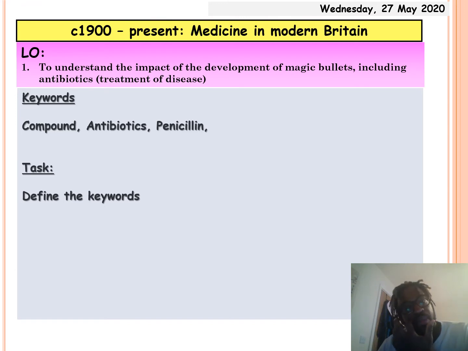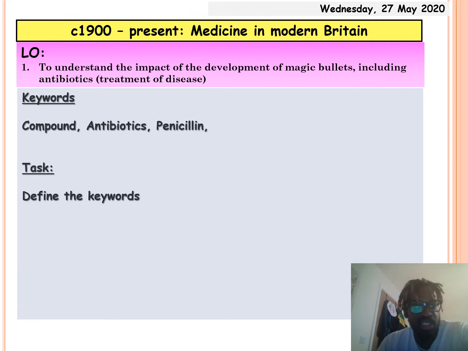So, as you can see, the focus for this particular series of slides, our objective here, is to understand the impact of the development of magic bullets, including antibiotics, in terms of their impact on the treatment of disease. Last time you did a lesson, it was all about access to care and the creation of the NHS and how diseases were able to be prevented due to government action, but now we're focusing specifically on treatments.